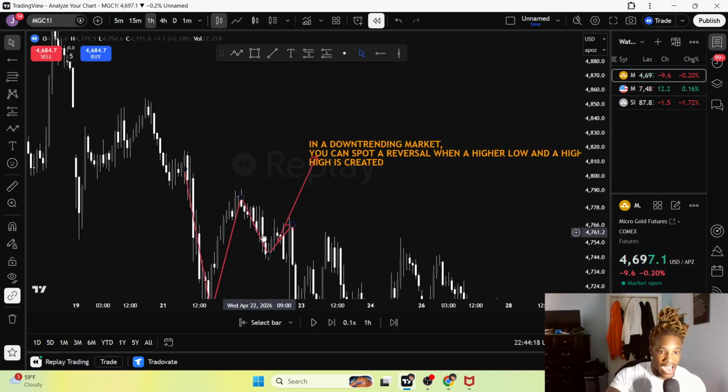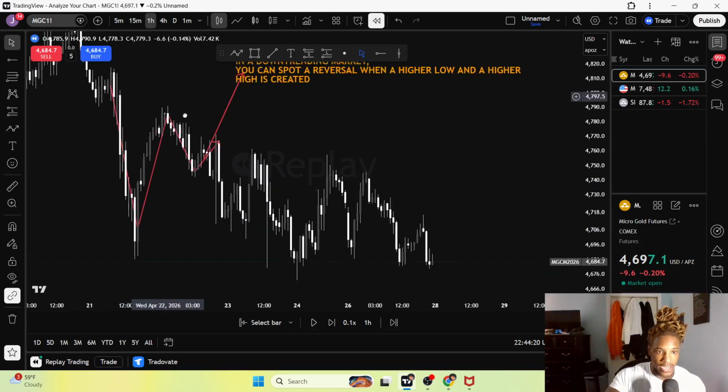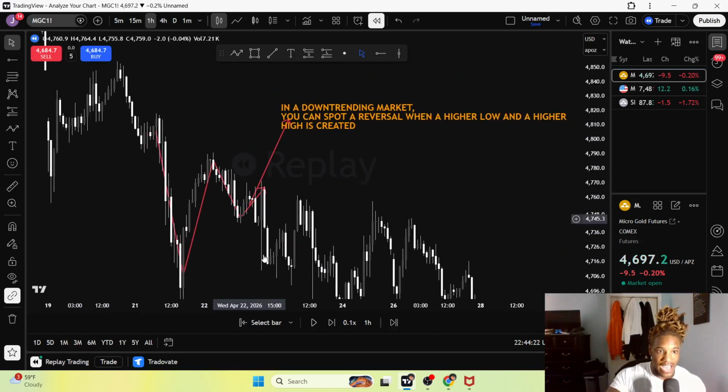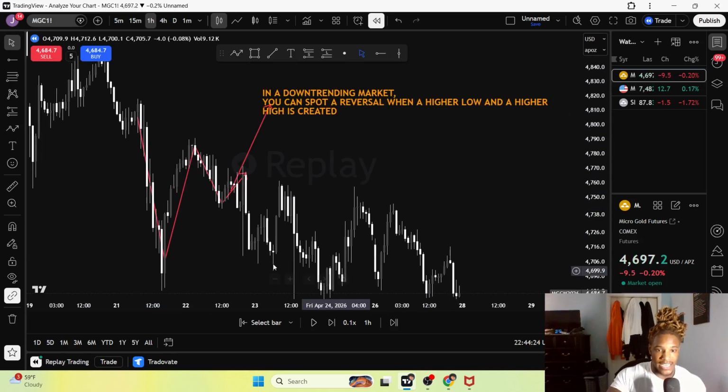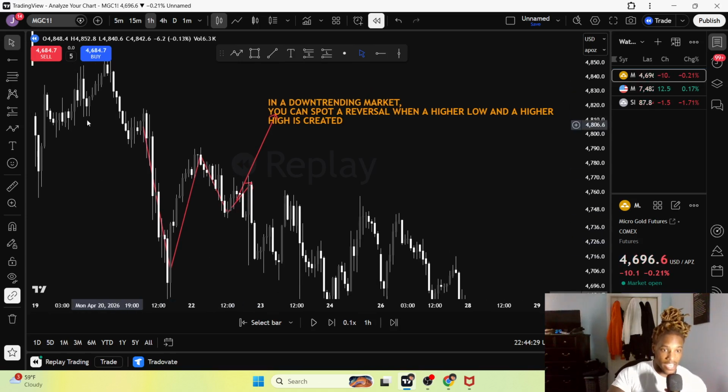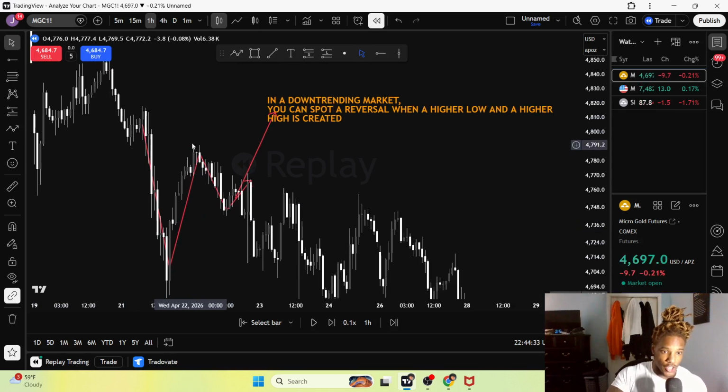In a downtrending market, this entire thing is a downtrending market. In this type of market, a reversal is likely to happen when you have a higher low followed by a higher high. This was a fake reversal because we only had a higher low. We did not have the higher high.